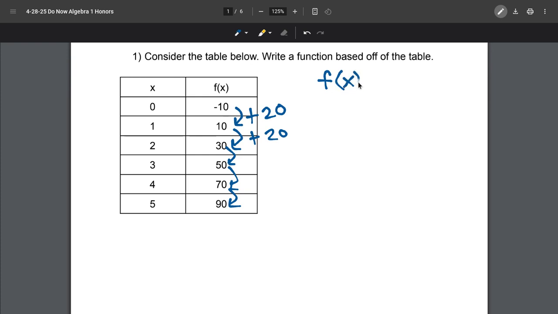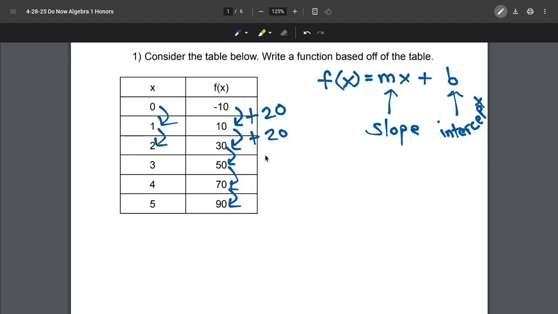So it's going to be of the form f of x equals m, which is the slope, times x plus b, which is the y-intercept. So this is the slope. This is the y, or f of x, intercept. Let's see if I can fit that all in here. Okay.